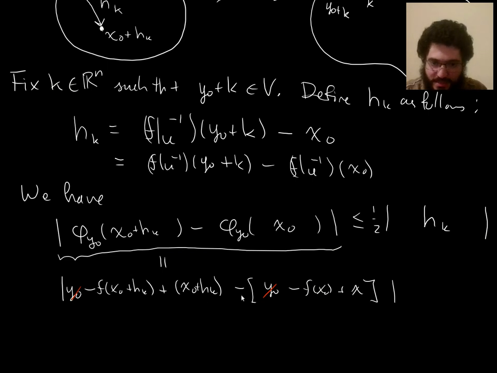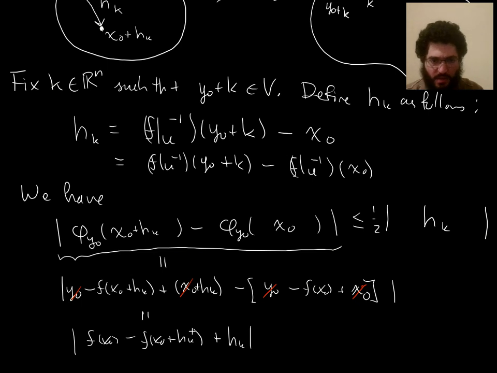So, more cancellation. This was x naught, that's a typo. And this should cancel that. Okay, so overall we have positive f of x naught minus f of x naught plus hk plus hk. And this here, f of x naught minus f of x naught plus hk.